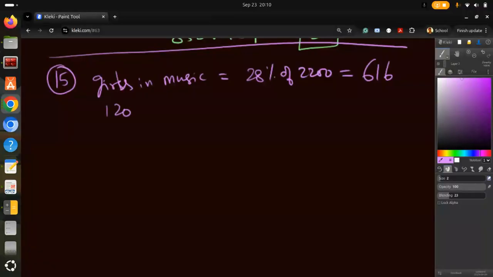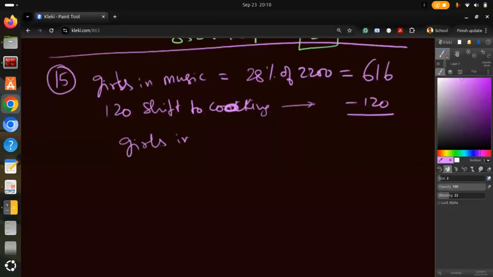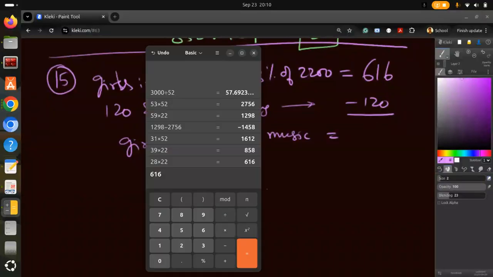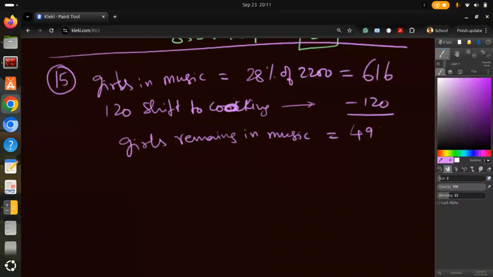But now 120 shift to cooking, C O O K. So I have to subtract 120 because they shifted. So girls remaining in music will be 616 minus 120, which comes to 496 girls.